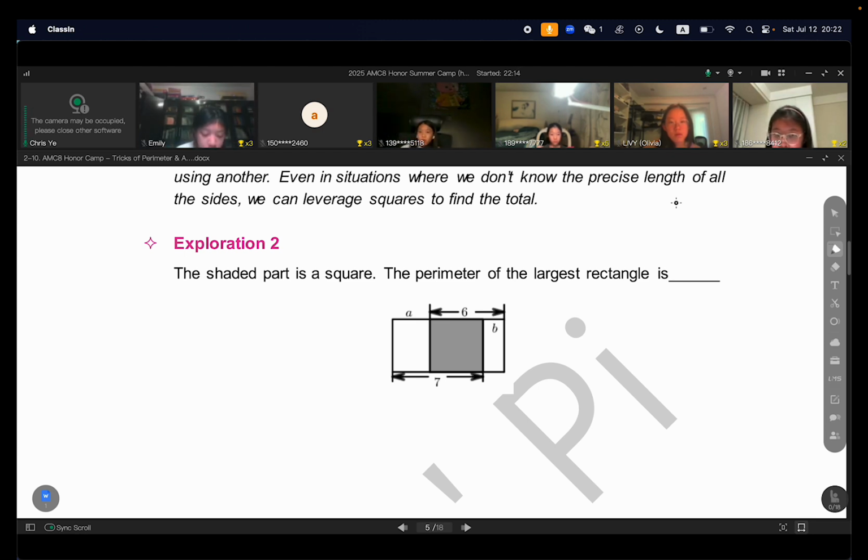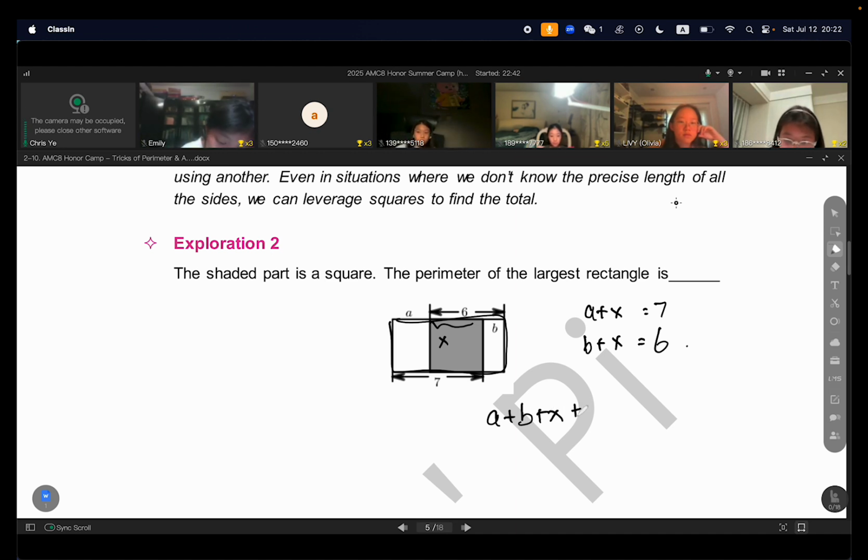So what we first need to do is set a variable, where the square side length is x. And we have a plus x equals 7. And b plus x equals 6. So the large rectangle perimeter is going to be a plus b plus x, a plus b plus x times 2 plus 2x.